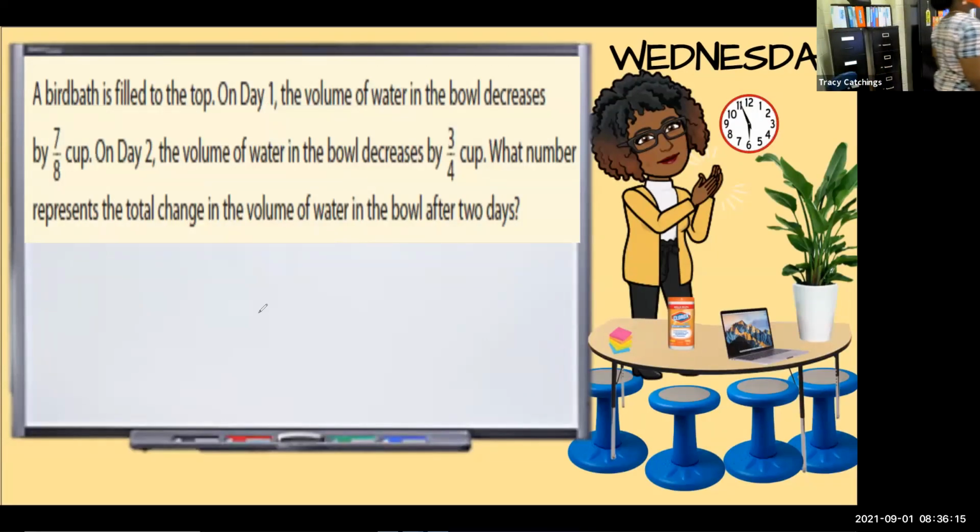All right, so the first example we gotta look at. It says a bird bounces filled to the top. On day 1, the volume of water in the bowl decreases by 7/8. On day 2, the volume of the water in the bowl decreases by 3/4 cups. What number represents the total change in the volume of the water after 2 days? What's important?